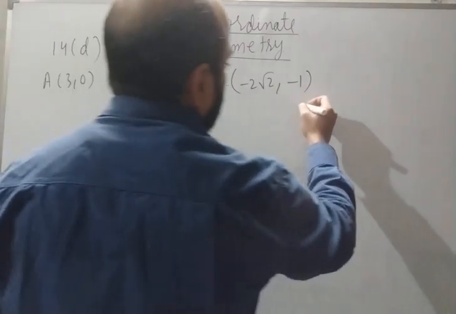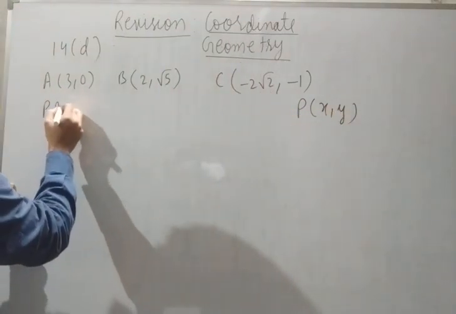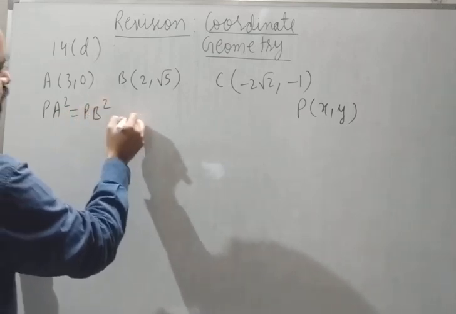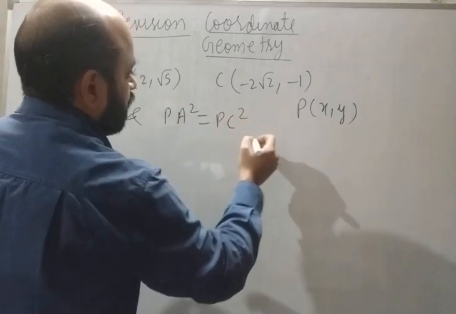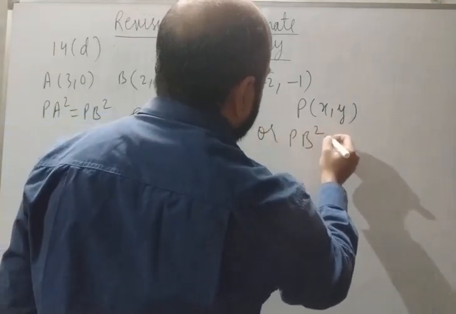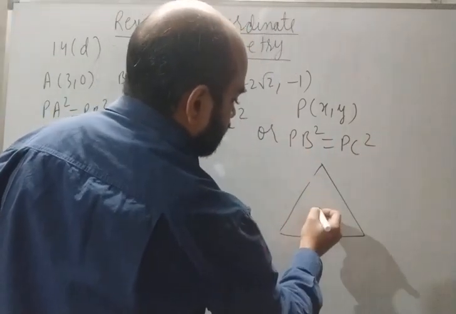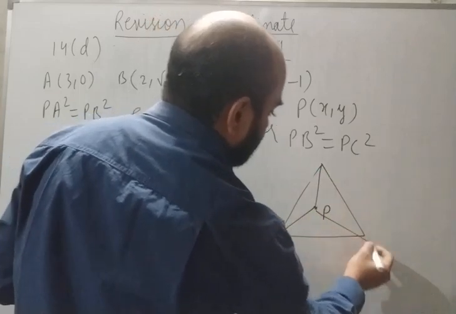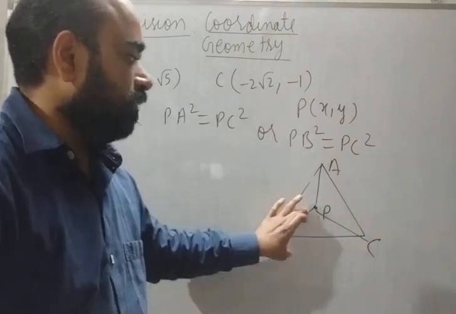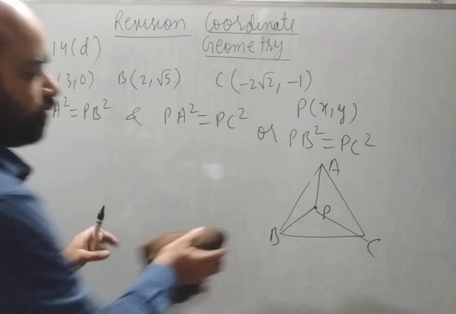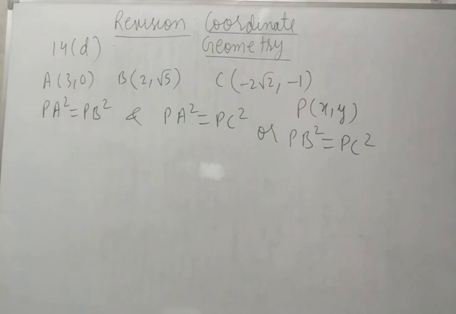So again suppose let P be the circumcenter x comma y. Again we have the equation: PA square is equal to PB square, and this time we can take PA square is equal to PC square, or you can take PB square is equal to PC square. Correct? Already we have done. So this is P, PA, PB, PC. So PA equal to PB, PA equal to PC, PB equal to PC. Any two of the three. Okay. So now applying distance formula, that will give what?